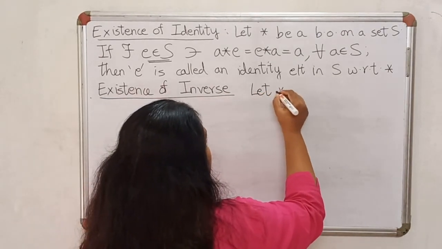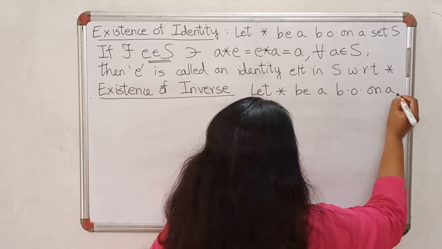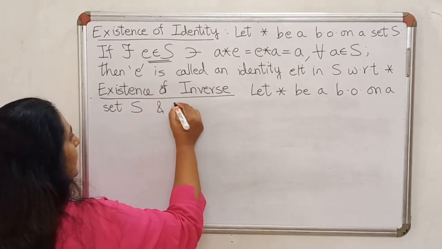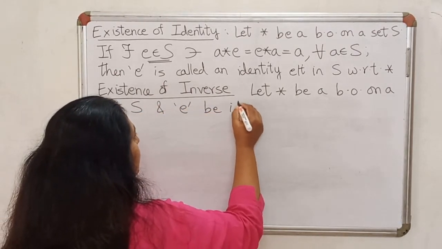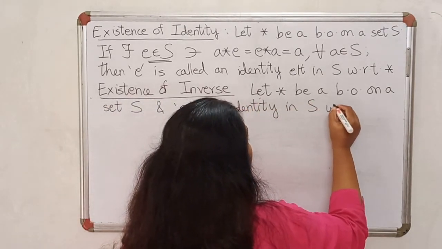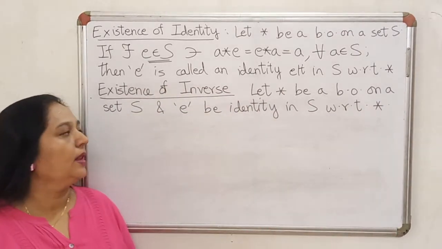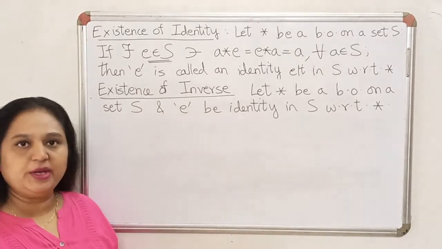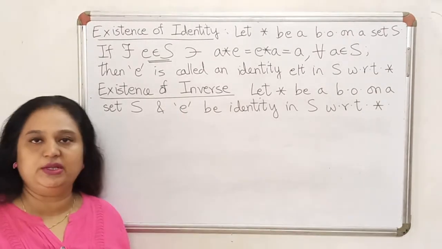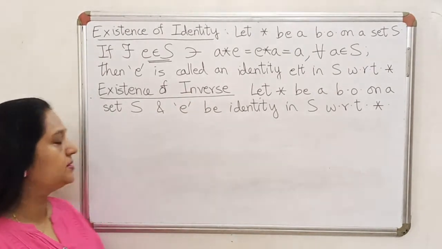So let star be a binary operation on a set S. Of course, I'm assuming S is non-empty, and let E be the identity in S with respect to star. So firstly, star has to be a binary operation on S, and there has to be an identity in the set with respect to the operation. Only then will I be able to talk about inverses.